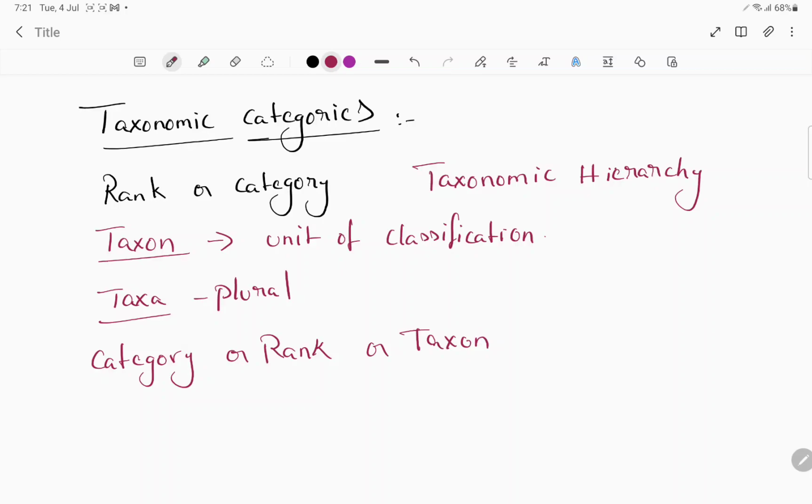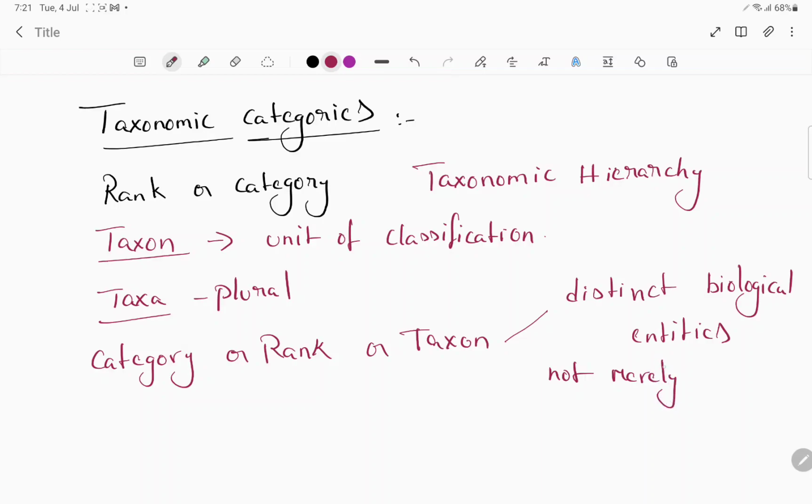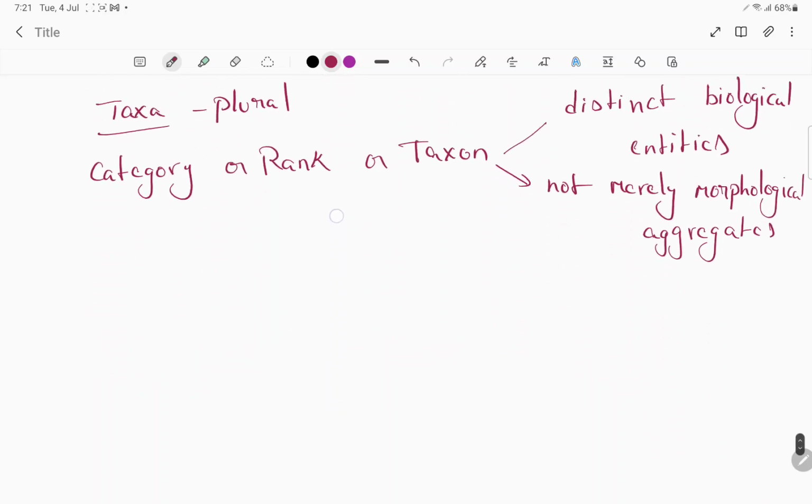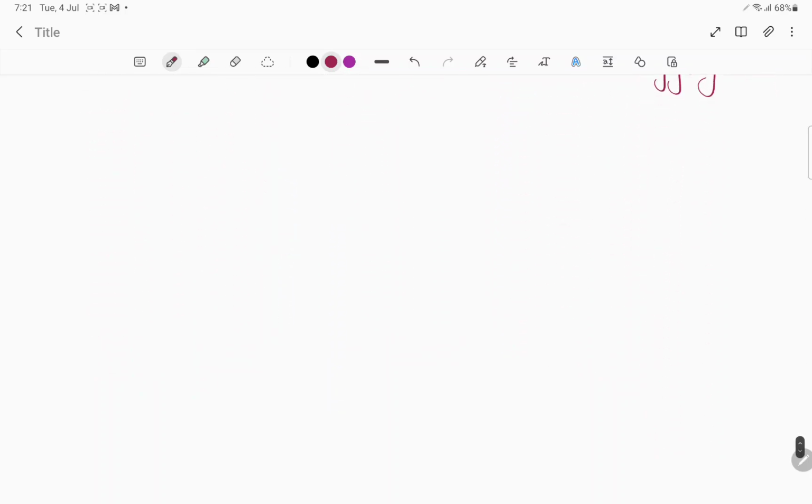The taxonomic groups or categories are distinct biological entities, not merely morphological aggregates. They are distinct biological entities, not merely morphological aggregates.